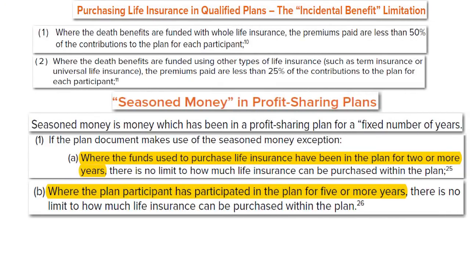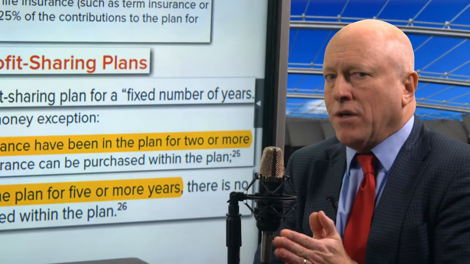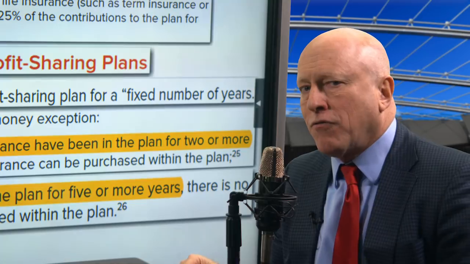There are some special rules and regulations you have to pay attention to. For instance, there are some pretty specific regulations when it comes to how much of the money can be used to buy life insurance. Usually 50% for whole life, 25% of contributions for universal life, but something called the seasoned money provision allows us to use 100% of the money, depending upon how long it's been in there, for the purchase of life insurance.